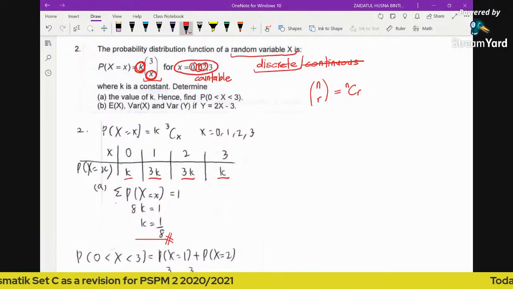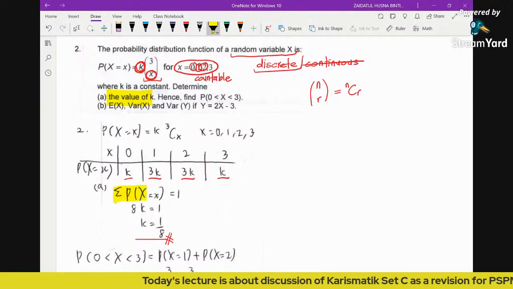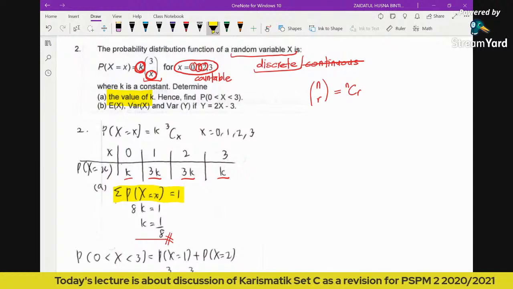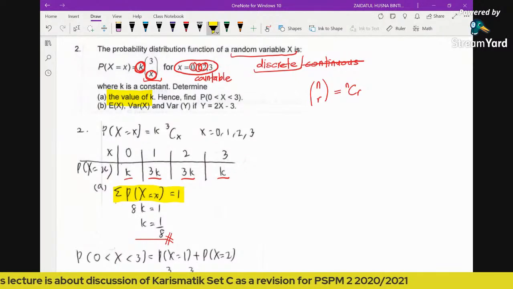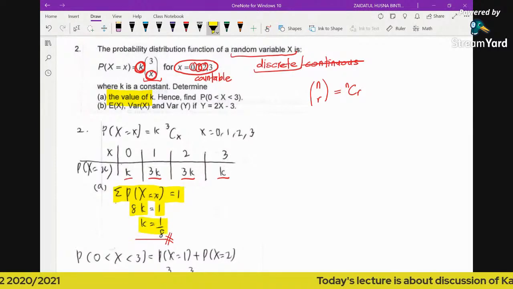Now the question says find the value of k. How do we find the value of k? We know that for a discrete random variable, the sum of probabilities is 1. So you sum up all the probabilities and get 8k, equate this to 1, and eventually you get the value of k to be 1 over 8.